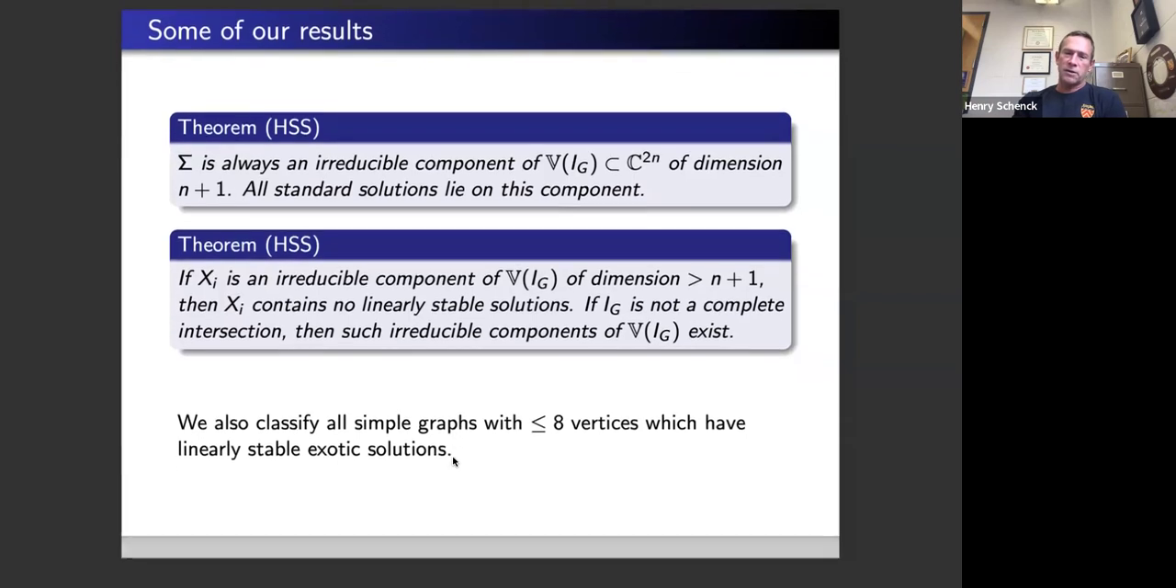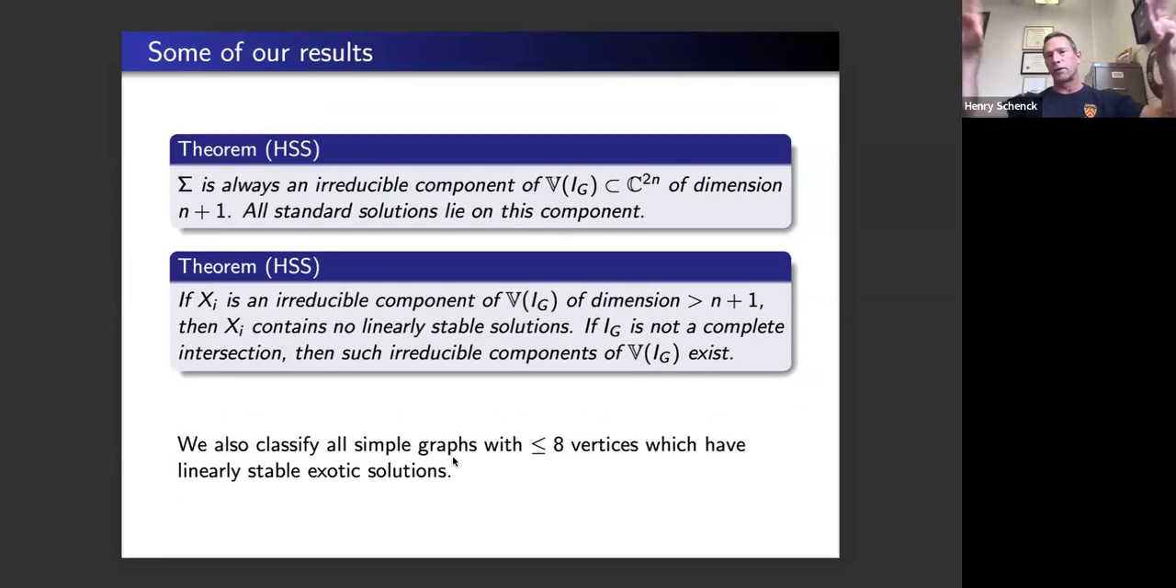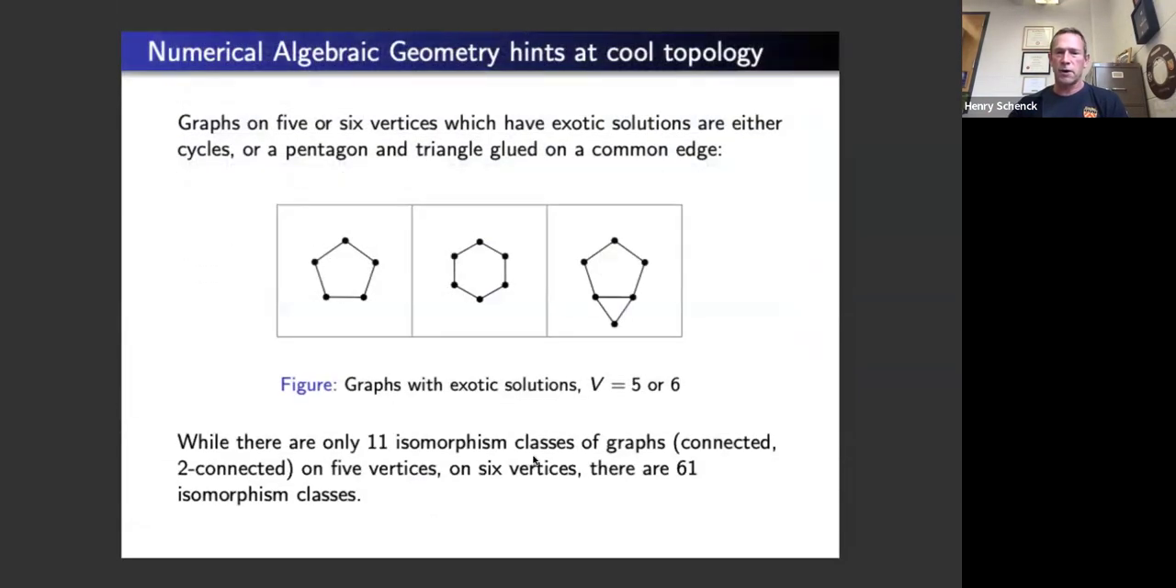But we did analyze all simple and connected graphs. Your graph's connected. If the graphs aren't connected, the oscillator systems are disjoint. They don't care about each other. And so we did this analysis. So here are the ones on 5 or 6 vertices.